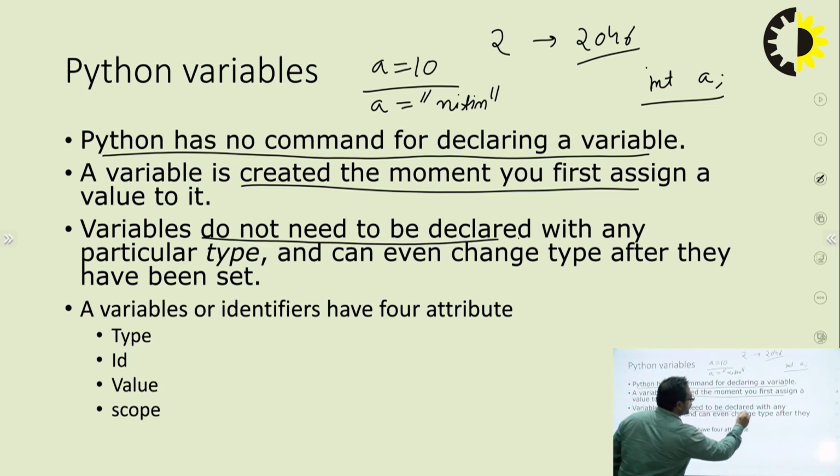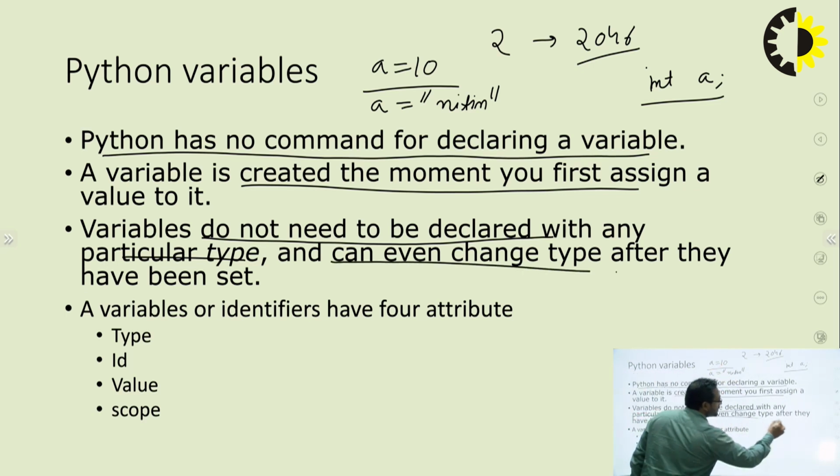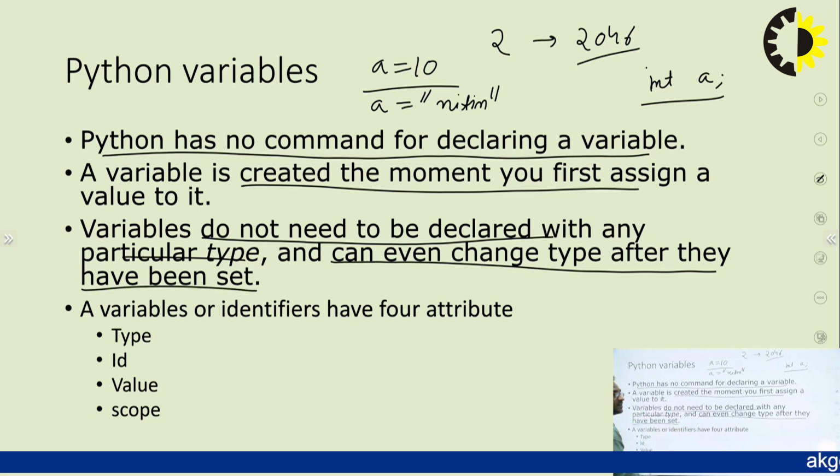Variables don't need to be declared with any particular type. No need to declare it before using, like a is an integer type, a is a string type, no need to. Just assign, and you can even change the type after they have been set. Like you can see in the example.